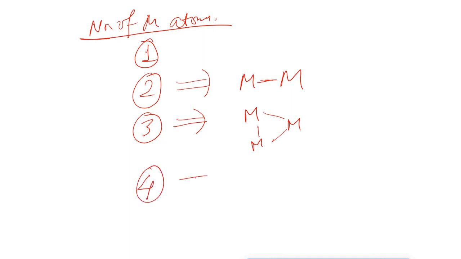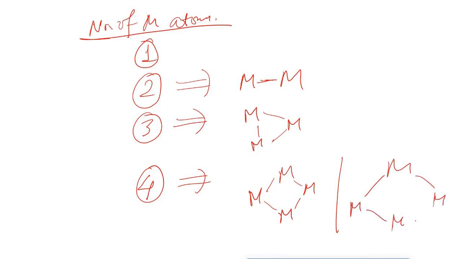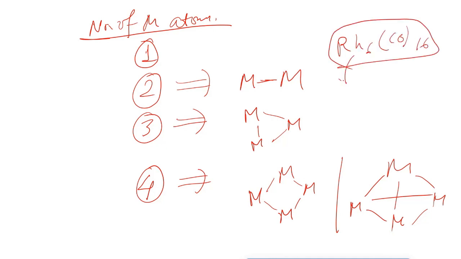And for four metal atoms, there are two types of arrangement. Generally, we are looking into this. That is total four metal atoms. There can be total four number of metal bonds, or there can be total six number of metal bonds. But what is the number of metal bonds we are getting in case of this Rh6(CO)16? We are getting total 11 metal bonds, and the number of metal atoms present are 6.